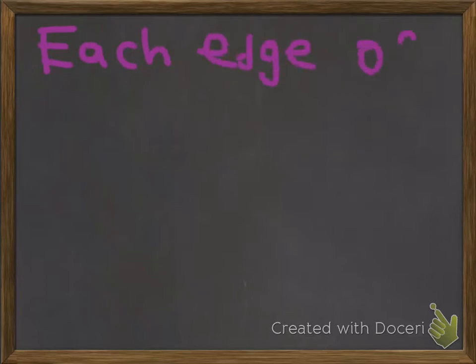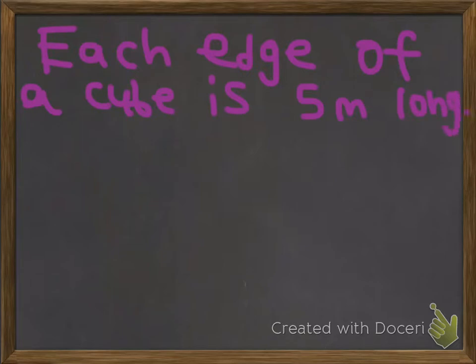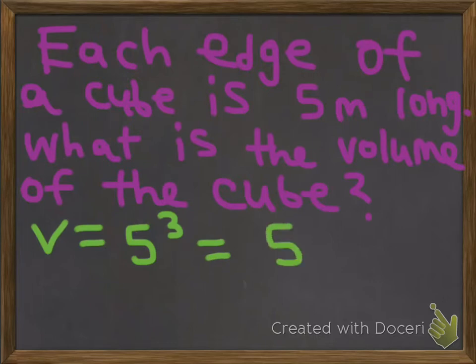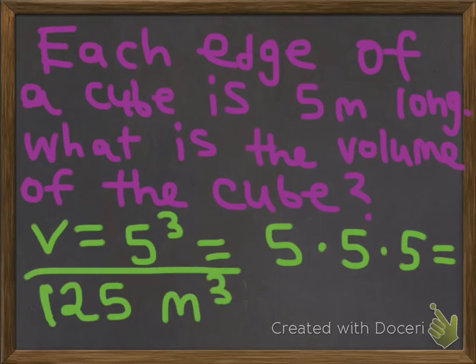Okay, so now we're going to start our first example. Okay, so each edge of a cube is 5 meters long. What is the volume of the cube? So now, to find the volume, we know that in the cube, the length, the width, and the height are all 5 meters, as shown here. So we need to cube 5 to find out the volume. 5 cubed equals 5 times 5 times 5, which you might already know is 125. So that is the answer.